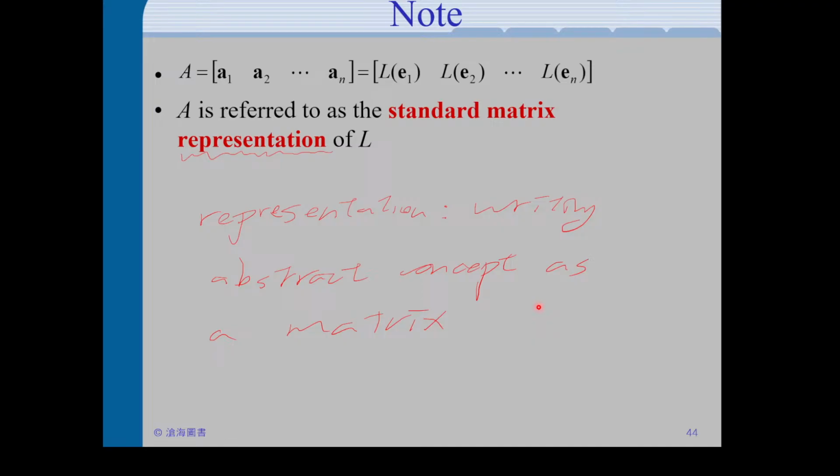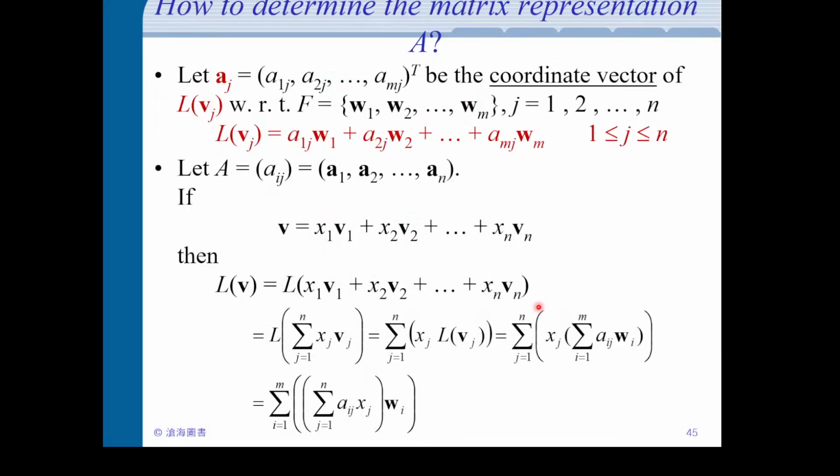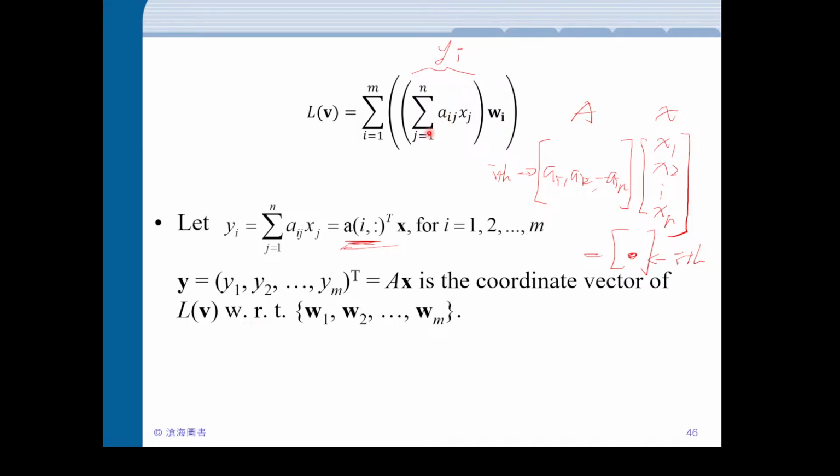So we define L of V equal to this thing. We know L of V equals this thing, and then we can define this Aj. And we see that if you put those elements Aj into a matrix, then L of V will have its coordinate equal to this A times X.